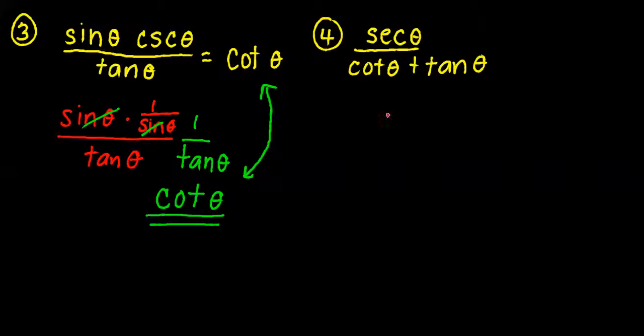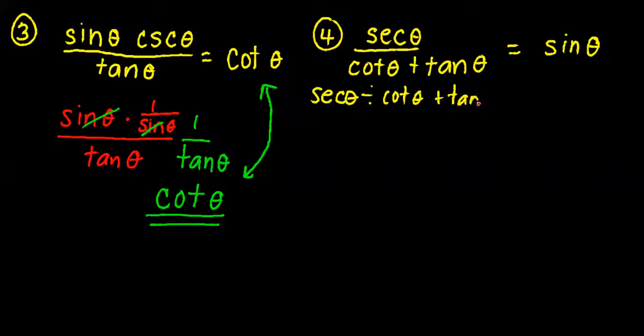Okay, now let's take a look at number 4. I'm going to go nice and slow with this one because this is a little more challenging. And this is also supposed to be equal to sine. Okay, so the very first thing that I'm going to do is write this fraction out as division, just to get me started. I'll write the whole thing out: secant theta divided by cotangent theta plus tan theta, right?